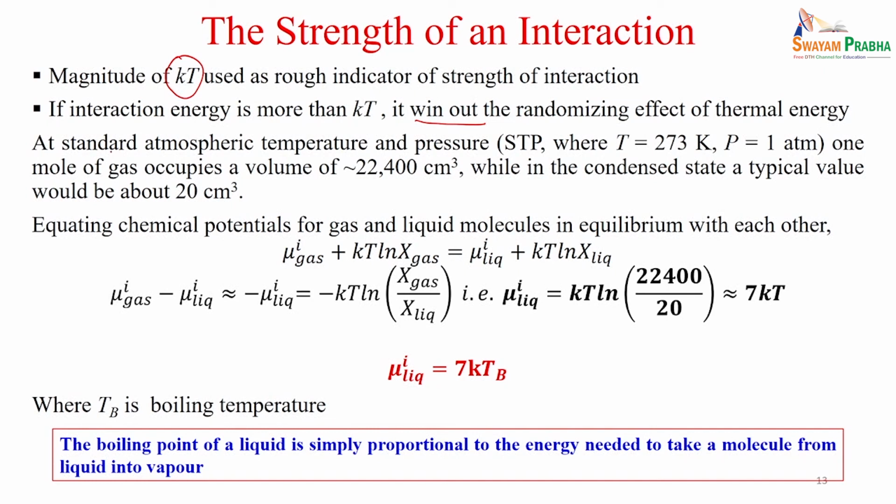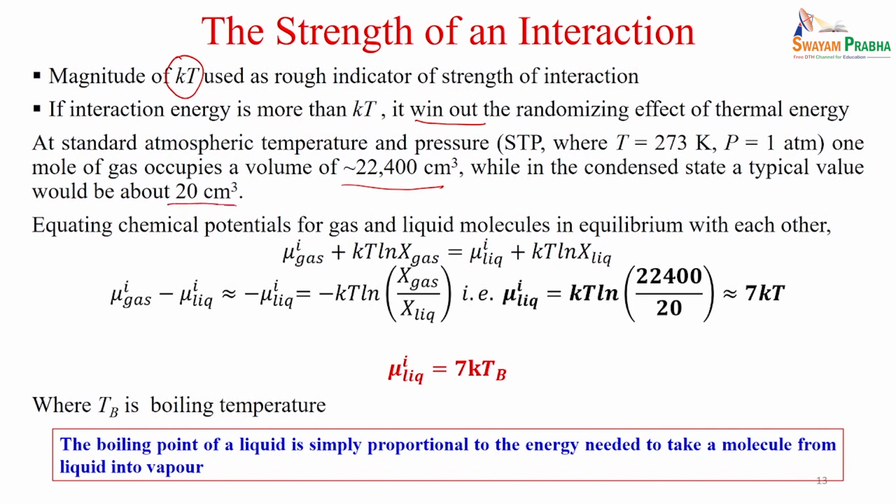So, let us say at standard atmospheric condition, STP, 273 Kelvin and 1 atmospheric pressure, 1 mole of gas occupies 22,400 centimeter cube. This is its volume, but if you are going to condense it in the liquid phase because of some intermolecular interactions, its volume reduces to 20 centimeter cube. Now, let us equate its chemical potential between the gas phase as well as the liquid molecules in equilibrium.